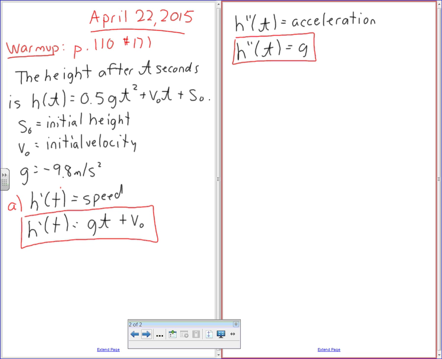Okay. Part B says an arrow is shot upward at 17.5 meters per second from a position in a tree 4 meters above the ground. If it says it's shot upward at 17.5, let's write it on the board in case you don't look at it. B says shot upwards from a position.